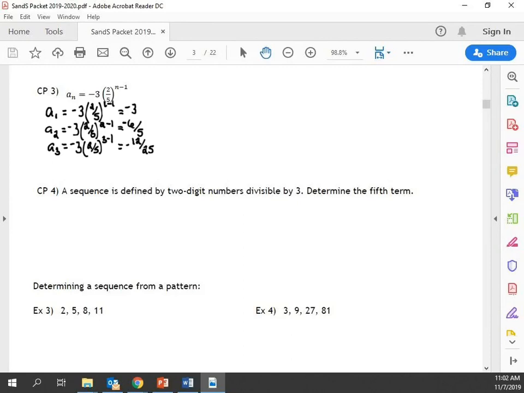Granted, it's n minus 1, but it is n. What happens when I keep going along in my sequences, my terms? What am I doing with my term number every time I'm moving along? What's the term number doing? Is it going up or going down?